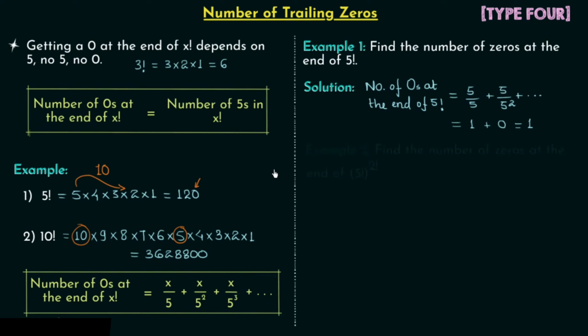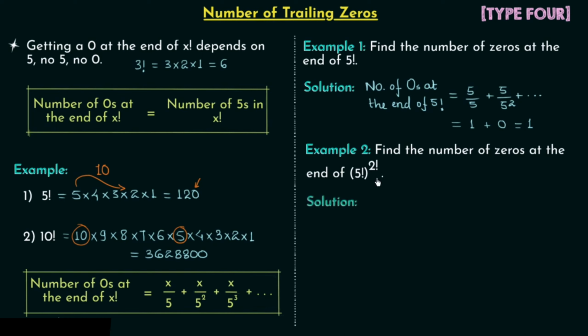Let us now move on to example number 2. Find the number of zeros at the end of 5 factorial raised to power 2 factorial. So here we have something different. We have 5 factorial and then the power of 5 factorial is 2 factorial. We will first see the general formula to solve this kind of questions.